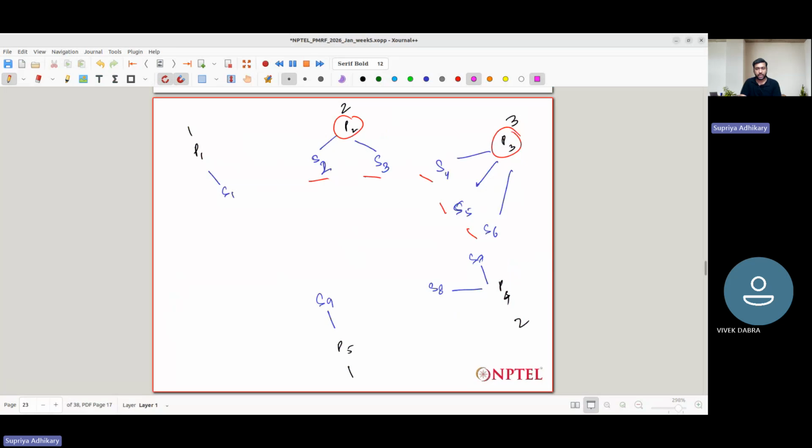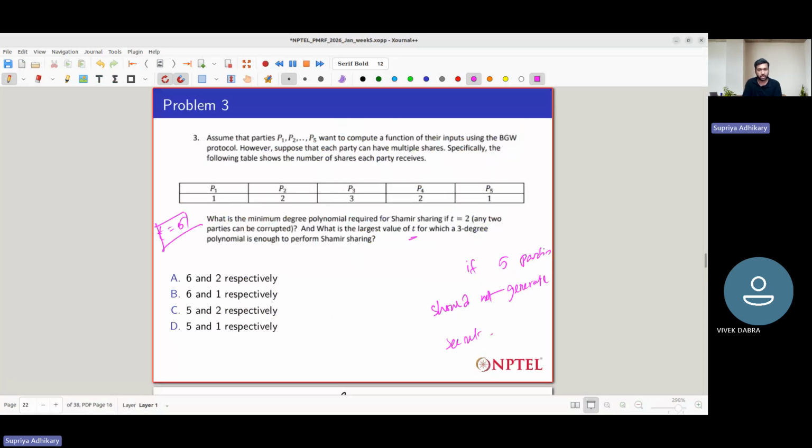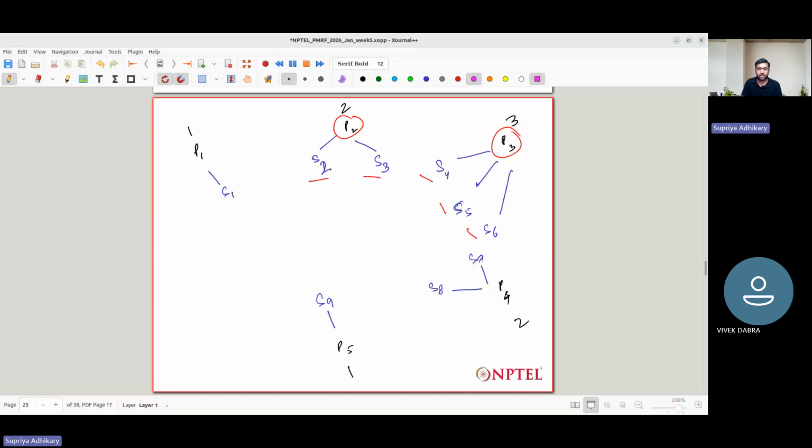Yeah, so in that case, it says that the maximum degree of the polynomial is 3, and as we can see, this is the maximum number of shares that P3 holds. So this is 3 already. So if we use the degree 3 polynomial that is being used for us, then P3 along with any party can generate the secret. So T is definitely less than 2.